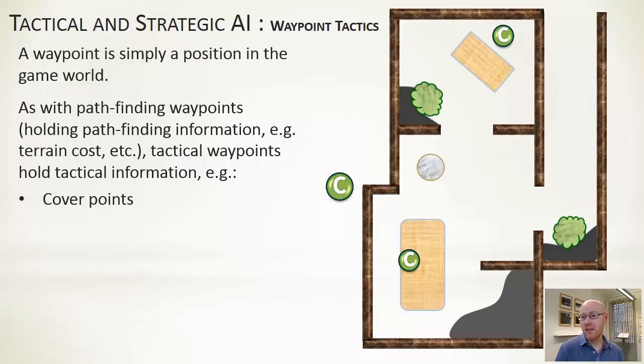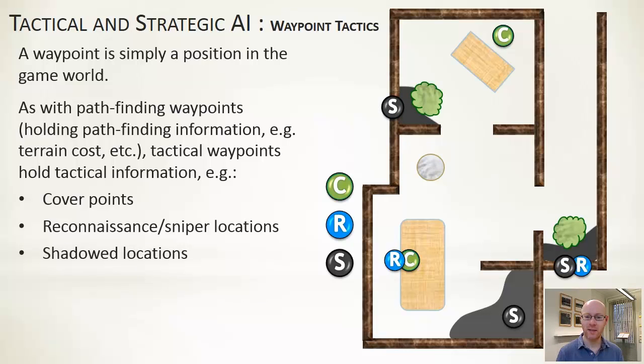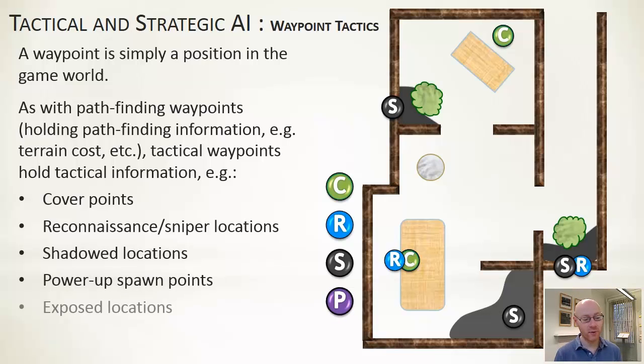We could identify cover points as those which are behind something that provides cover. We could provide reconnaissance points, ones with sort of good line of sight. Shadowed locations if you want to have a character that tries to remain hidden. Power-up spawn points if you have those, exposed locations or other things, and so on.